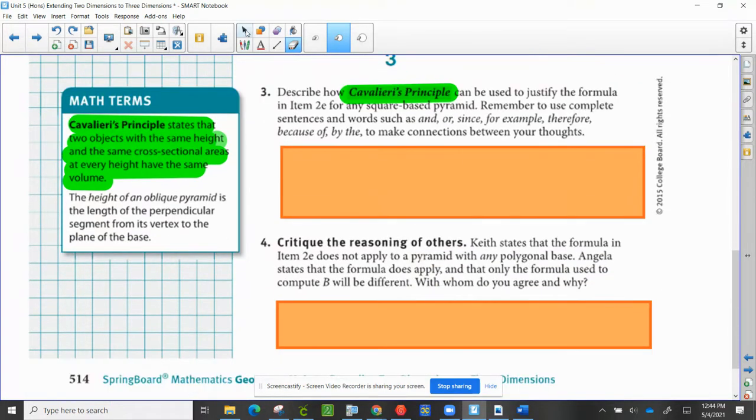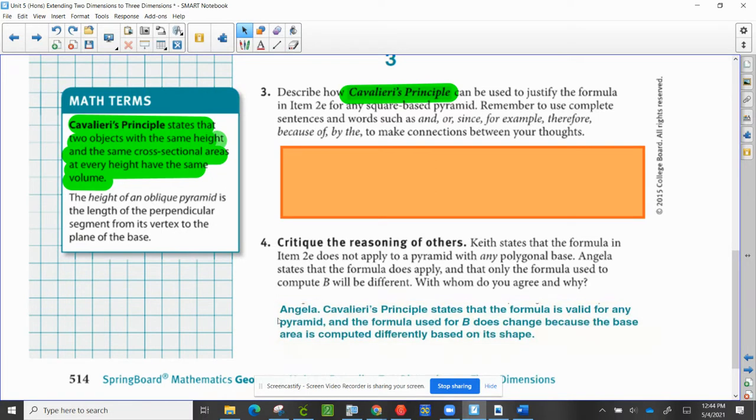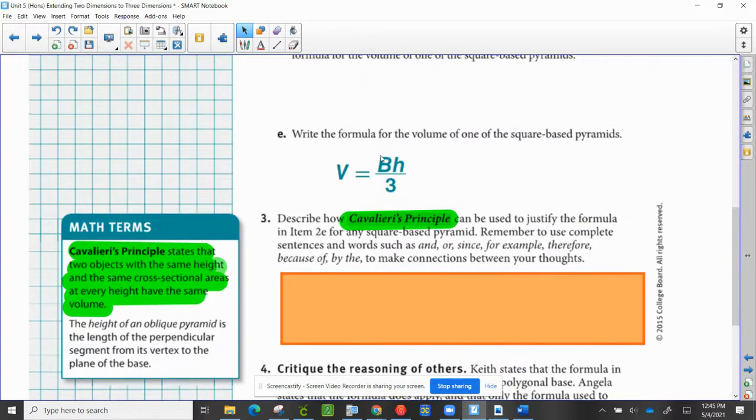Okay, so when we're talking about question 4 here, Keith states that the formula in 2E does not apply to a pyramid with any polygonal base. Angela says it does apply. Okay, who is right? Would be Angela. Okay, because this principle states that the formula is valid for any pyramid. Okay, the value used for big B does change because the area of the base can be different. Okay, so we're always going to use big B H divided by 3. This will always work for any pyramid.